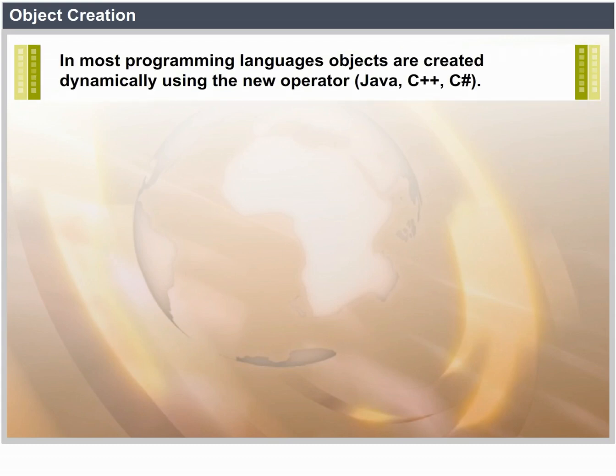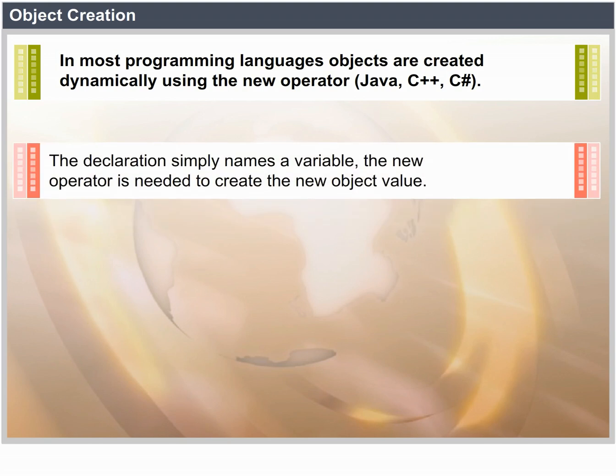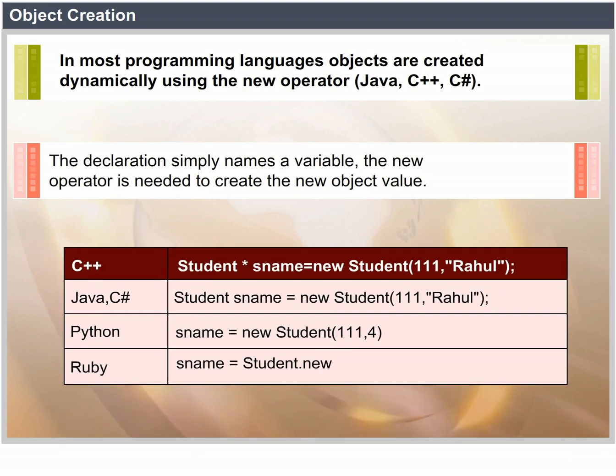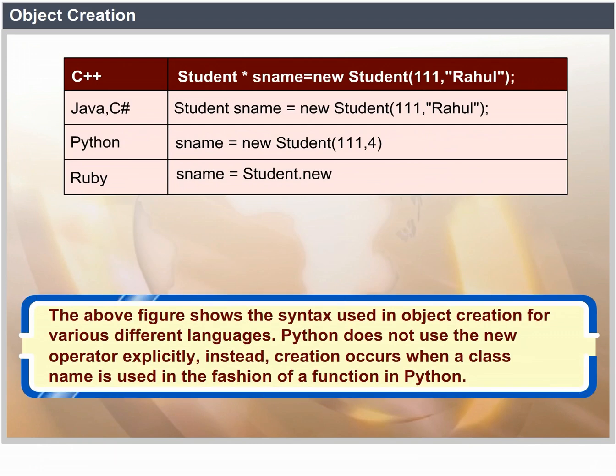Object creation. In most programming languages, objects are created dynamically using the new operator. Java, C++, and C#. The declaration simply names a variable. The new operator is needed to create the new object value. In C++: Student *sname = new Student(111, Harry). Java, C#: Student sname = new Student(111, Rahul). Python: sname = Student(111, 4). Ruby: sname = Student.new. The above figure shows the syntax used in object creation for various different languages.